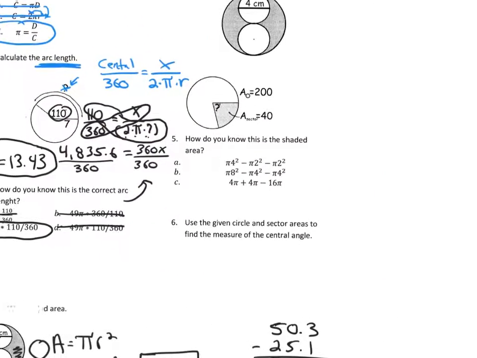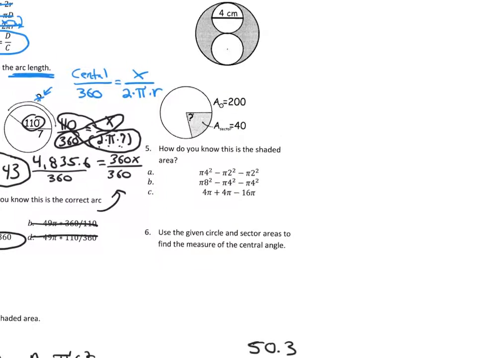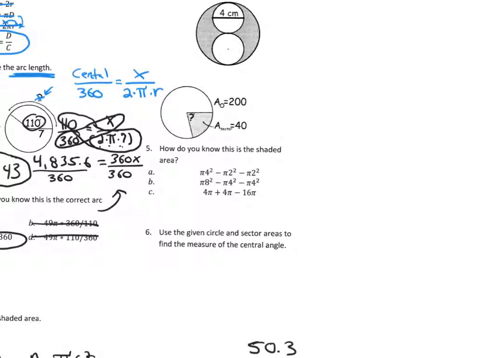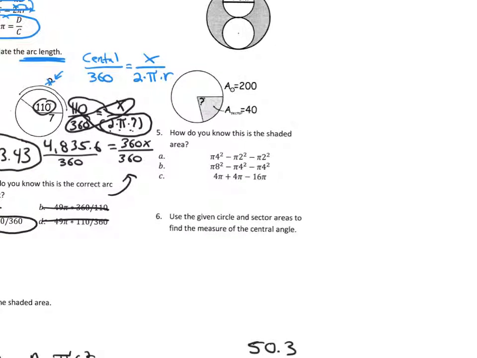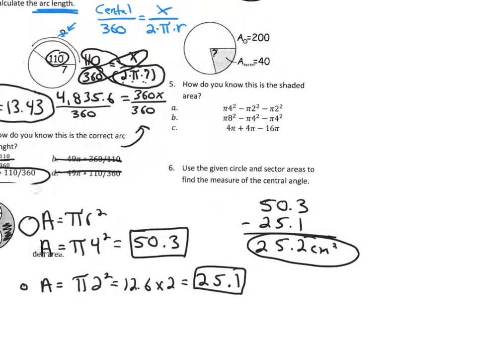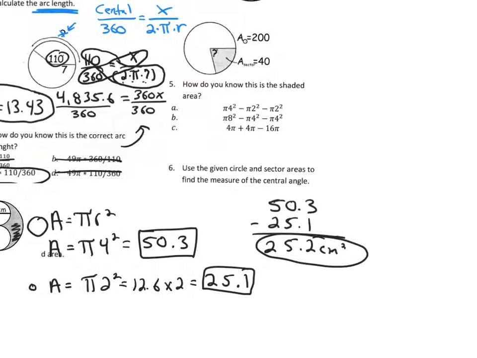All right, looking up at the top here, we only have 2 questions left. Okay, so number 5 went with, let me try to pull it up here, there we go. It went with what we just did here. It says, how do you know that that was the shaded area that we found? It's just asking us to explain what we did. So if you look here, the first one says 4 pi squared minus 2 pi squared minus 2 pi squared. And that's what we did here. We took the pi 4 squared, which was the whole, and then we subtracted out 2 of the little circles, which were each pi 2 squared.